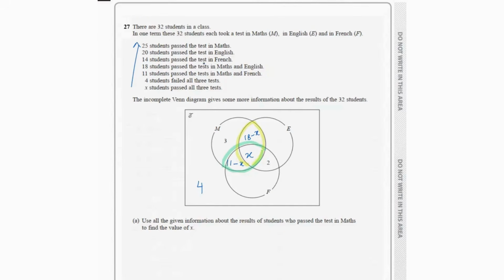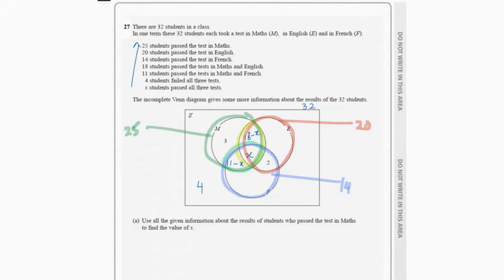Then it says 14 passed the test in French. So 14 is basically this entire circle. That's 14. And 20 passed English. So English is all of this. So this is 20. So maths, the entire circle for that, that's 25. So we know the total students are 32.